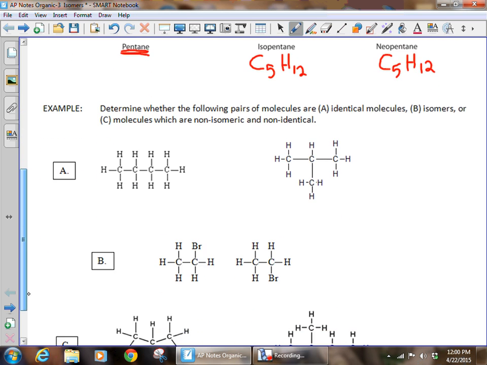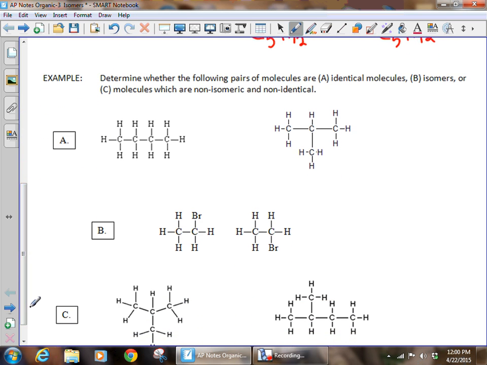So on these next ones, we need to decide if we're dealing with a situation where they are identical molecules, whether they're isomers, or whether they're molecules that are not isomers and they're not identical either. So look at our first situation. First thing we always want to check is the formula. If we count across, we'll see that this is C4 and that there are 10 hydrogens, so C4H10 for this one.